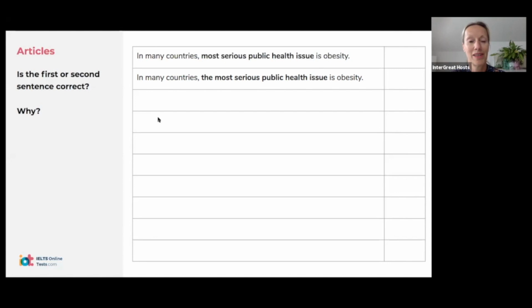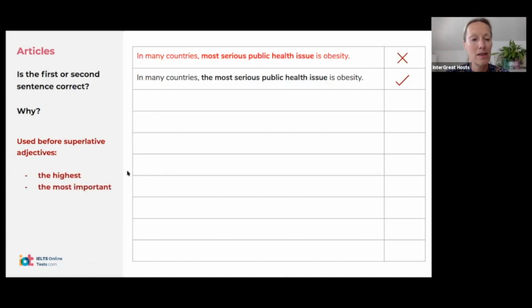Okay, so most of you have got this. In many countries, the most serious public health issue is obesity. And yet, a lot of people make this mistake, okay? So it's something that people don't always notice when they're reading through their essays. Why is this one correct? Yeah, Alexis, that's right. So the superlative should have the. That's right. So used before superlative adjectives, for example, the highest, the most important, the best, the only, okay?